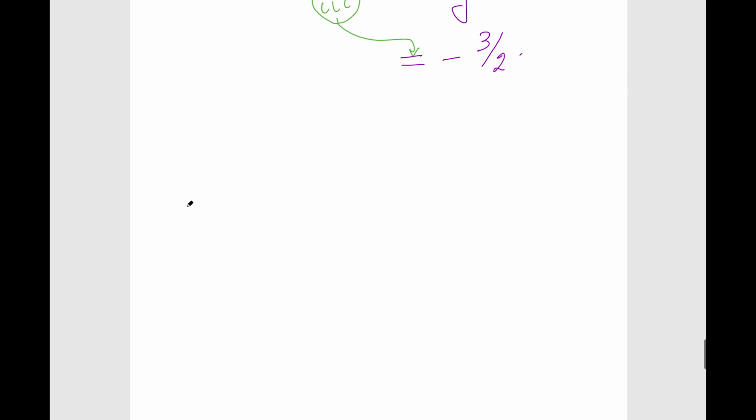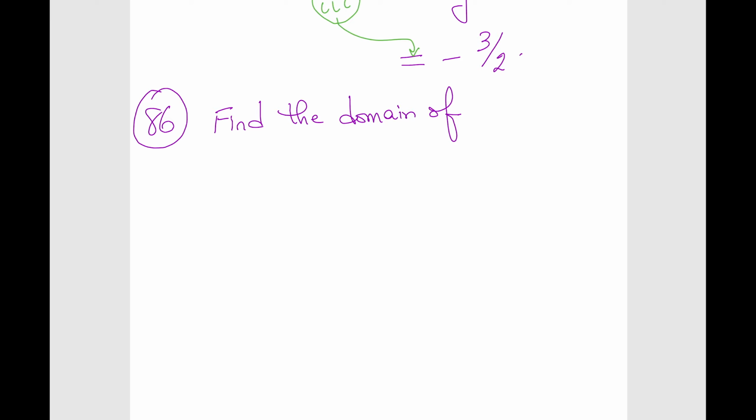So 86. Find the domain of the function, which is given by g of x is equal to log base 7 of x squared minus 49, right?